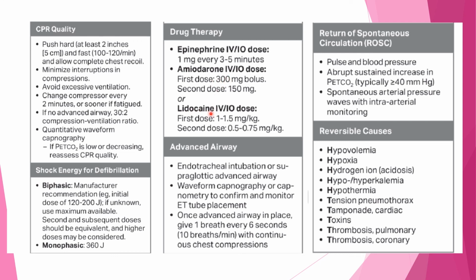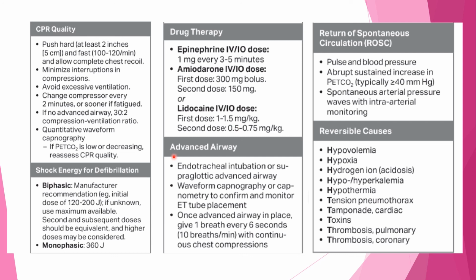For lidocaine, the first dose will be 1 to 1.5 milligrams per kg. If I have a patient of 70 or 80 kg, I can give 100 milligrams. Then the second dose, I will repeat like 50 milligrams.